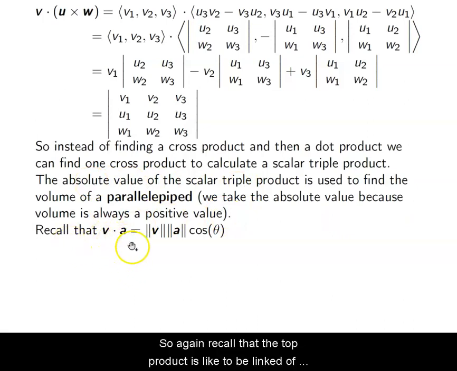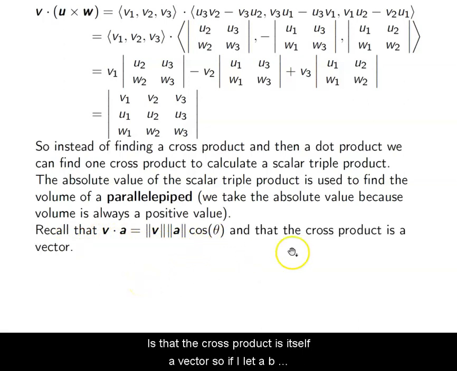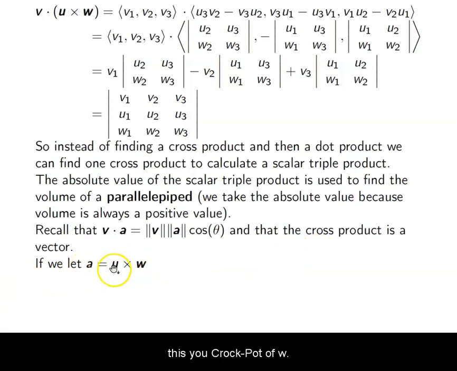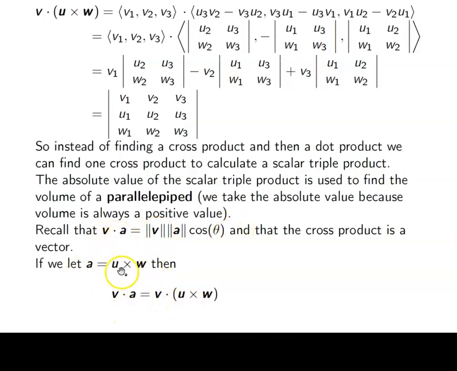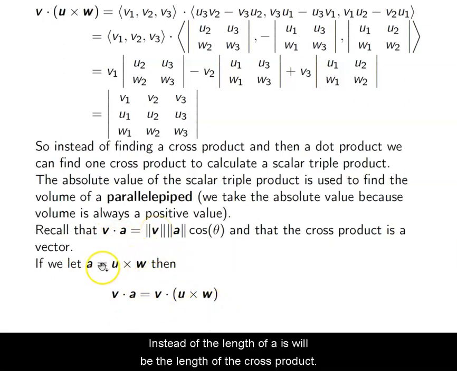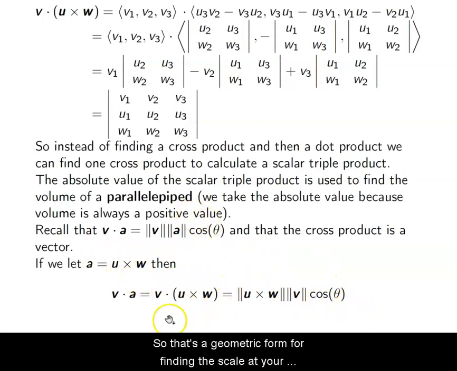Again, recall that the dot product is length of v, length of a, cosine of theta. And that the cross product is itself a vector. So if I let a be this u cross product w, then this formula, which is v dot product a, is really v dot product u cross product w, which is going to be the length of v, and instead of the length of a, it'll be the length of the cross product, and cosine theta.